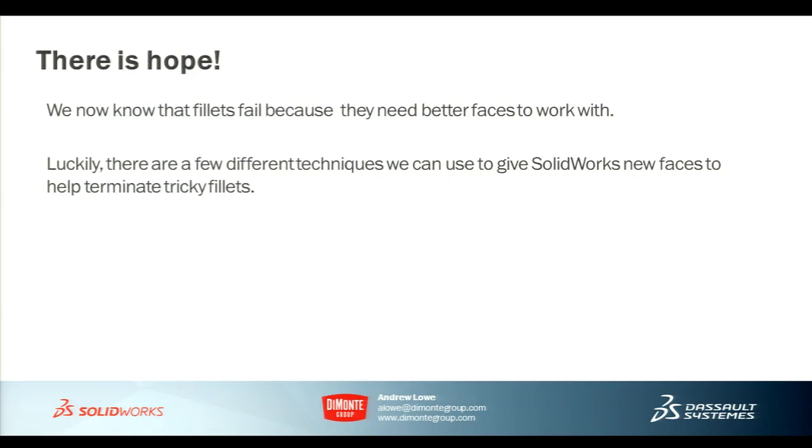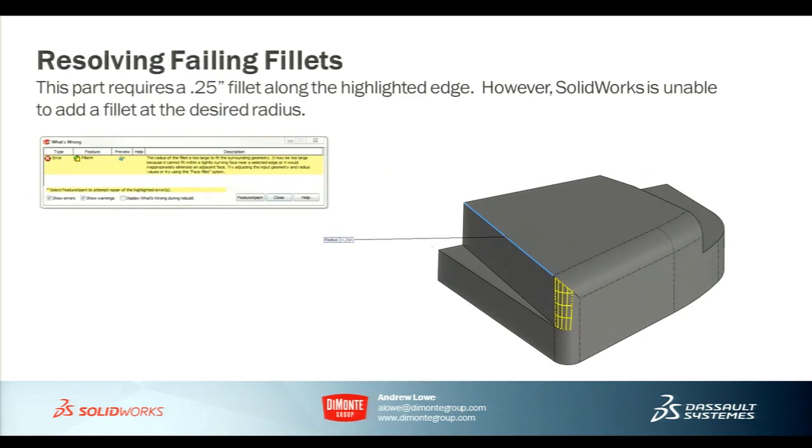But there is some hope. We have an idea that the fillet tool is failing because it doesn't have the right faces to work with. So what if we gave some techniques to actually give better faces to the fillet tool to help terminate these tricky fillets? So here I'd like to apply a 1/4-inch fillet along the highlighted edge. However, SolidWorks is unable to add the fillet at the desired radius.